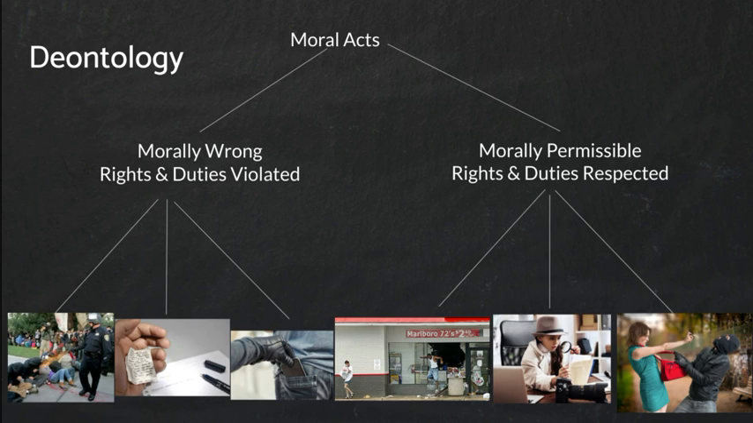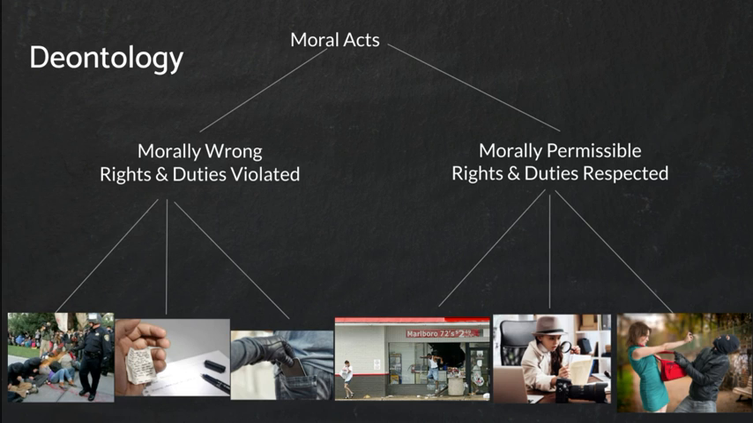But what all of these theories of deontology have in common is that they say, look, the kinds of actions that are morally wrong are the kinds of actions in which you're violating people's rights and failing to perform your duties. Whereas other actions, those actions are morally permissible. It's okay for you to do them because you're respecting people's rights and you're performing your duties.